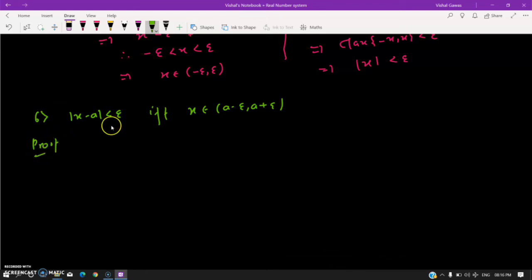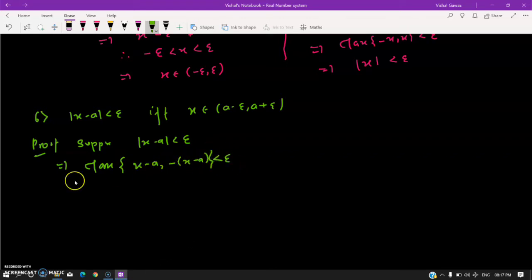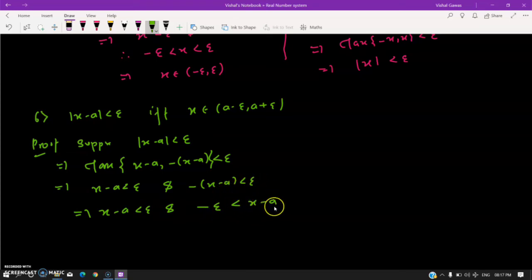Suppose mod of x minus a is less than epsilon. This is just mechanical. X minus a and negative of x minus a are less than epsilon. This means that x minus a is less than epsilon, and multiplying by a negative sign, the inequality will change, right? Minus epsilon would be less than x minus a, right? If negative of this, then this would be bigger than minus epsilon.